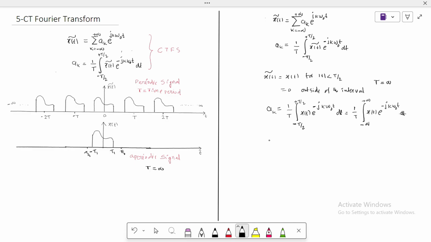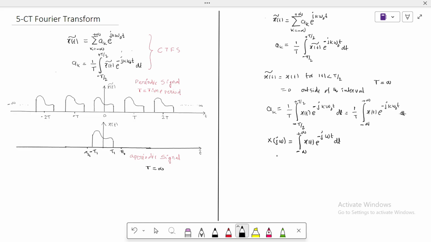So the Fourier transform x of j omega, this is the Fourier transform notation, equal to the integral from minus infinity to plus infinity of x of t into e power minus j omega t dt. We are assuming k omega naught equal to omega, the angular frequency.